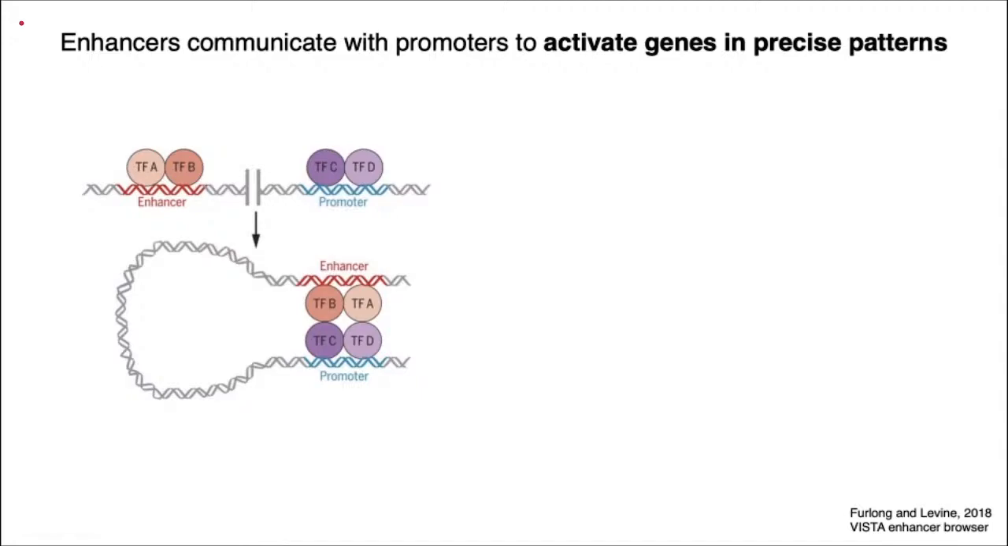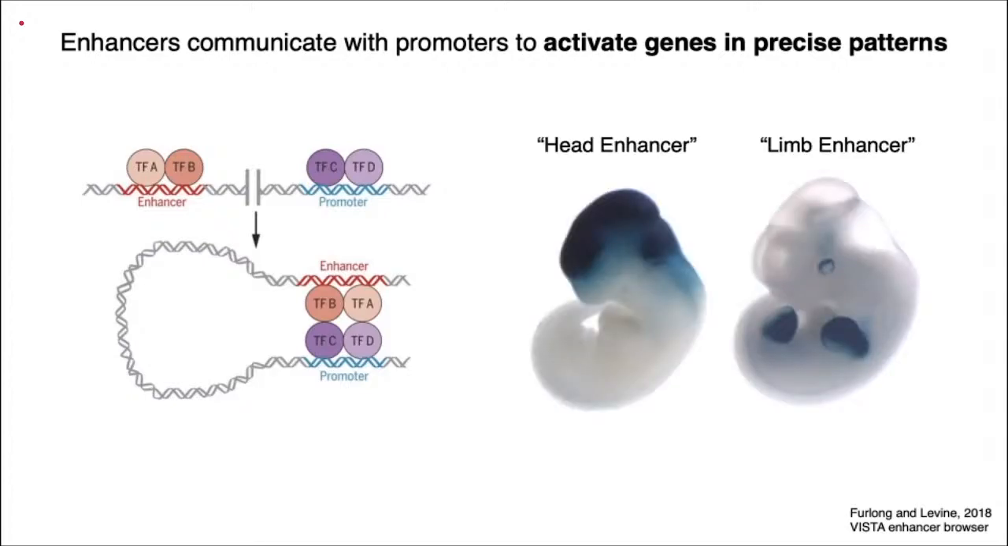So enhancers need to come in close contact with the promoters to activate that gene. And just to show you examples of how enhancers can be specific to certain cells, here I took images from an experiment where we can label in dark blue the cells where a given enhancer is active. Here you have two mouse embryos, and the one on the left has an enhancer that is active in the head of the mouse embryo. And then on the right, it's an enhancer active in the limb region. It's very specific.